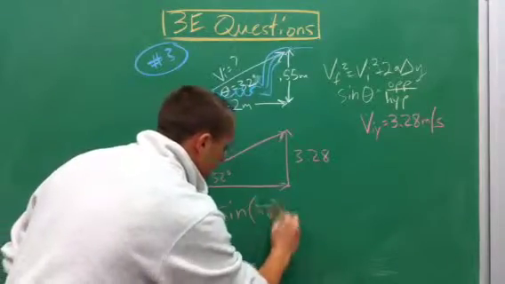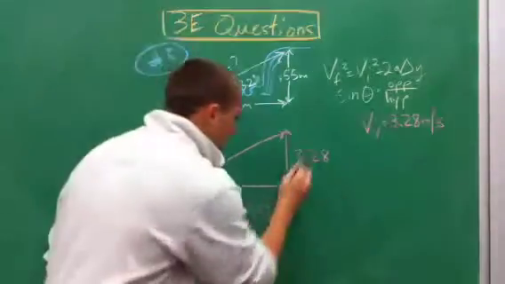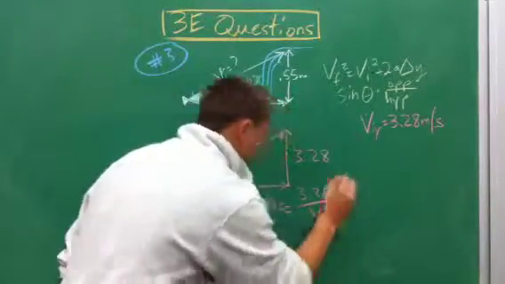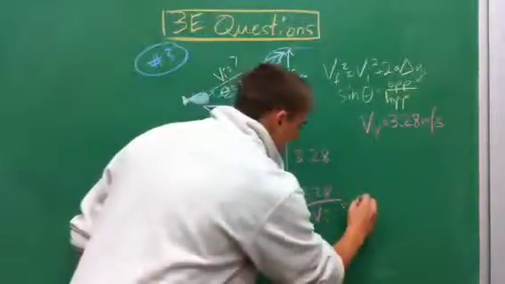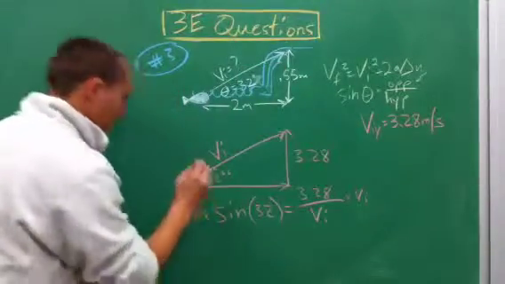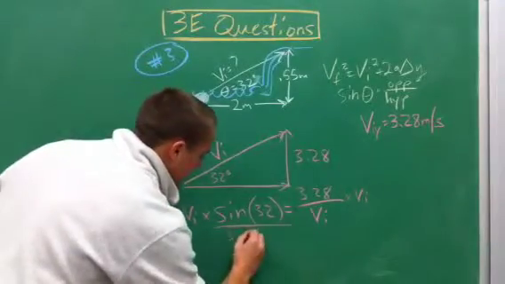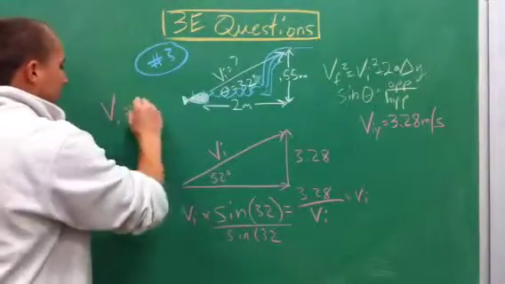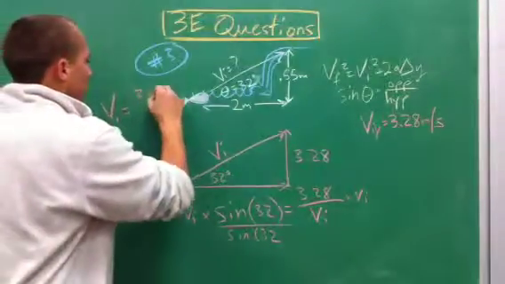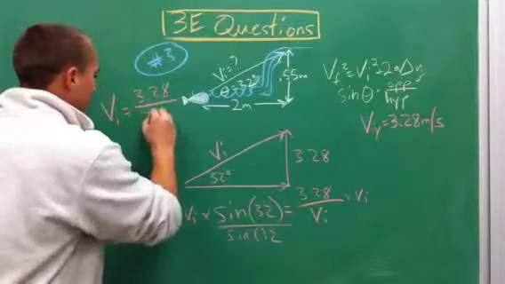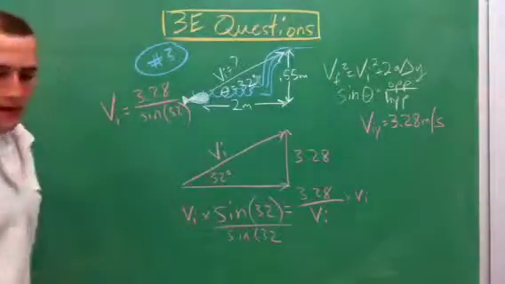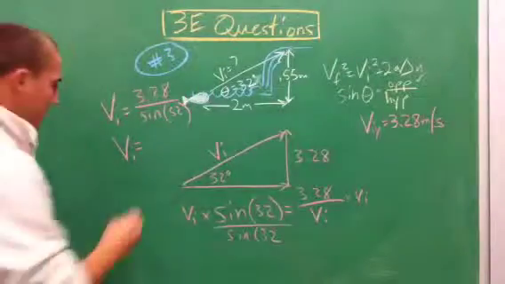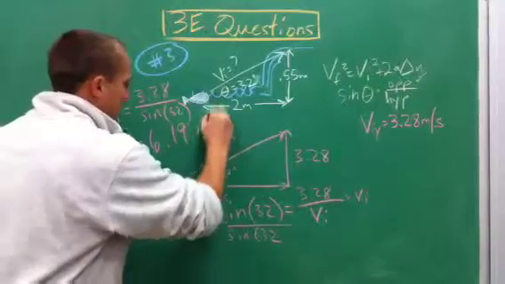Sine of 32 equals opposite, which is what we have, 3.28, over our hypotenuse, which is the initial velocity right out of the water. Multiply both sides by Vi. Then we'll get sine of 32 on the other side. And we'll end up with Vi equal to 3.28 divided by sine of 32. And the minimum velocity our fish needs to leave the water with in order to make it up that waterfall safely is 6.19 meters per second.